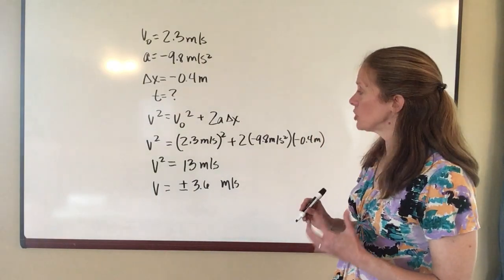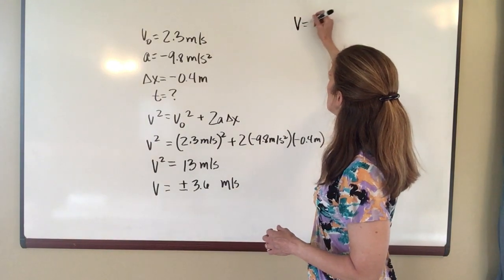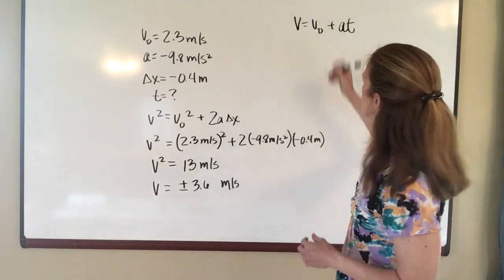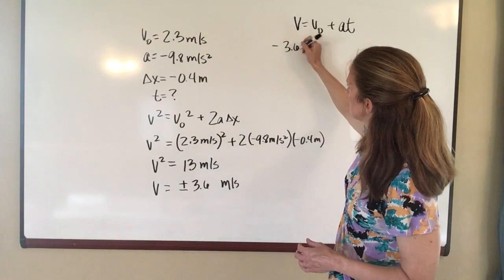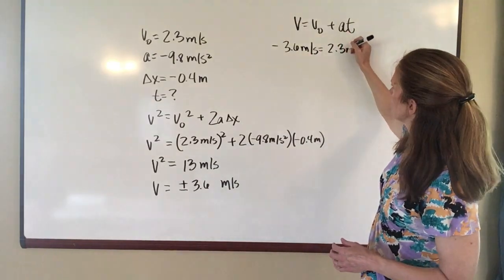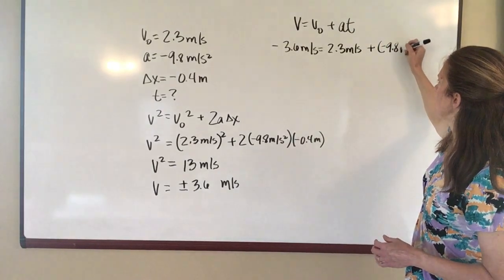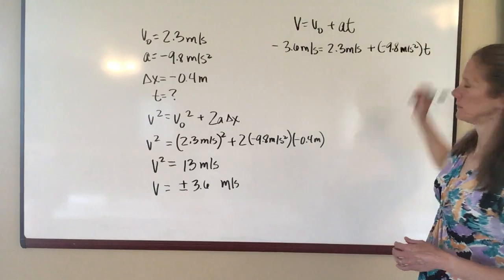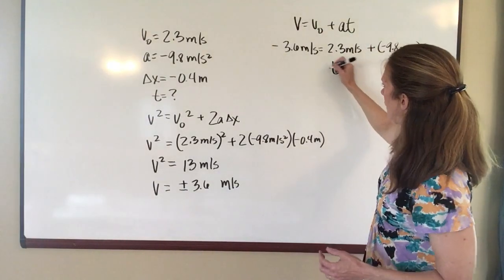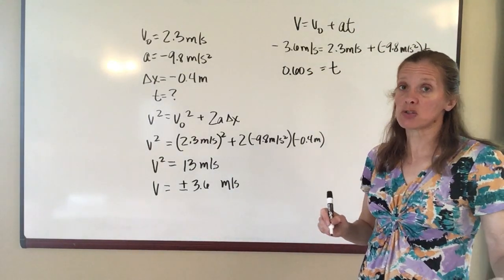So now that I know that, I can take this and use v equals v sub 0 plus at. I'm going to use negative 3.6 meters per second. Initial velocity was 2.3 meters per second plus acceleration, negative 9.8 meters per second squared, times t. And then once you solve that, you're going to end up with 0.60 seconds, which is the same answer that I got before.